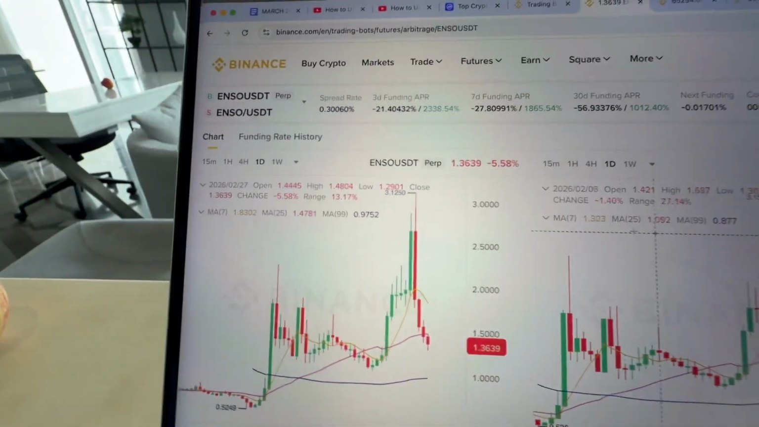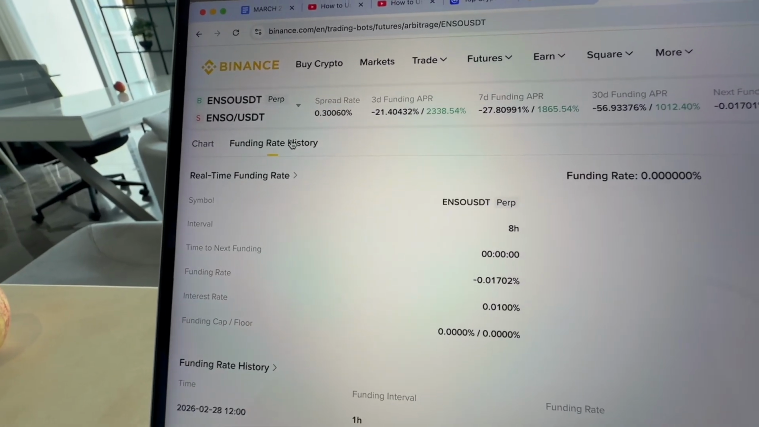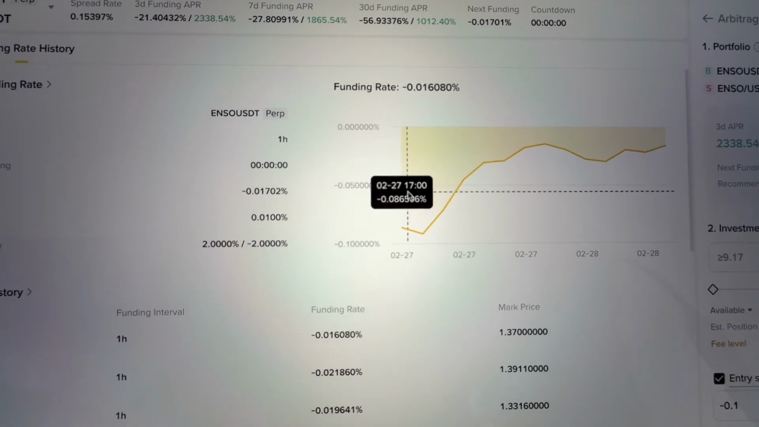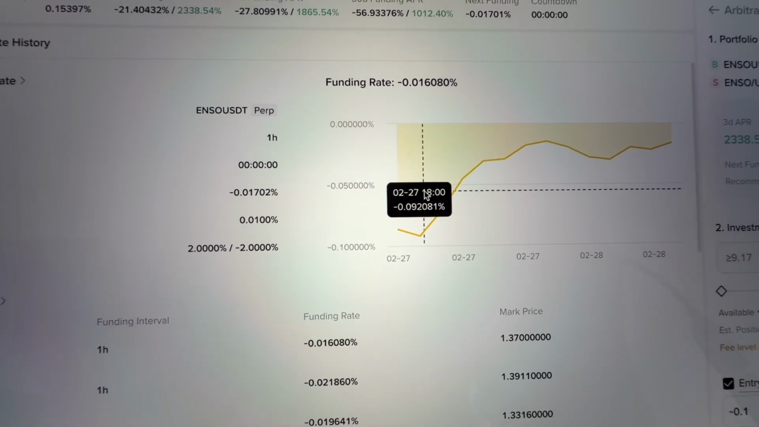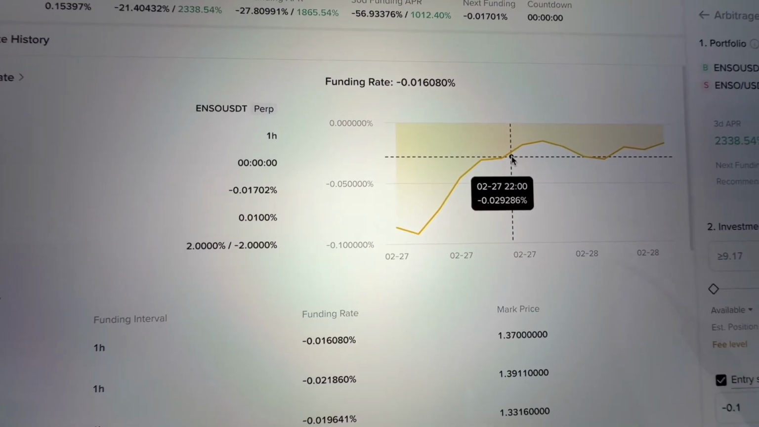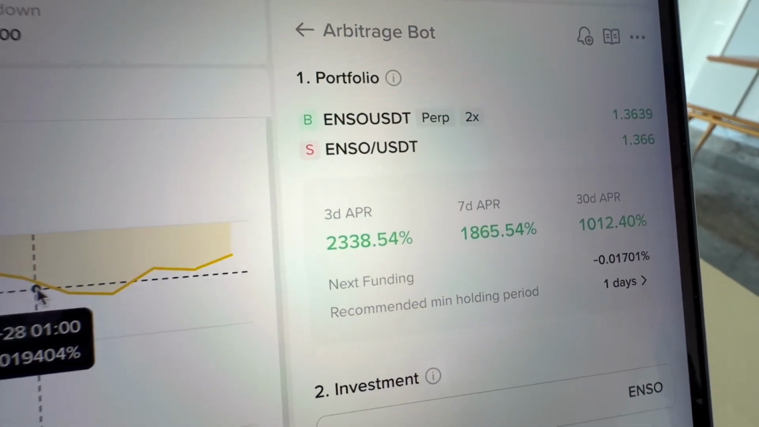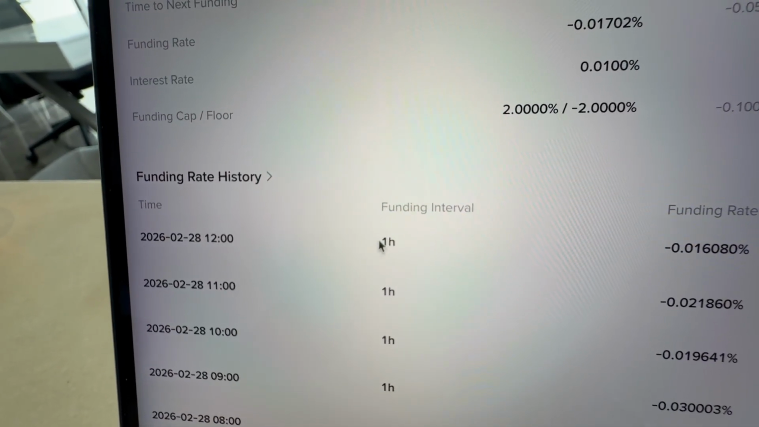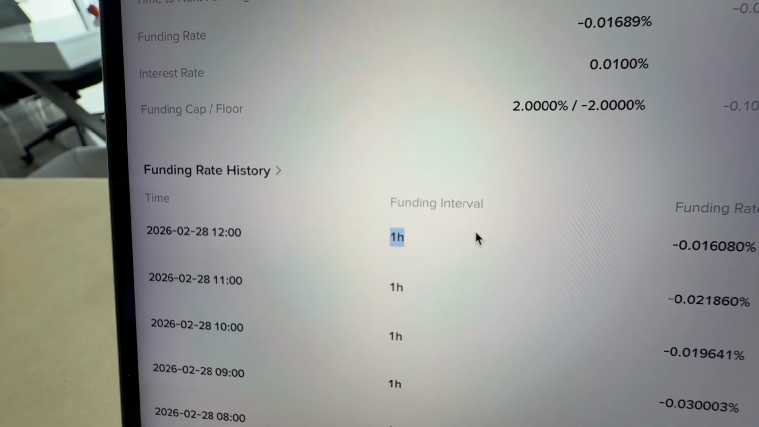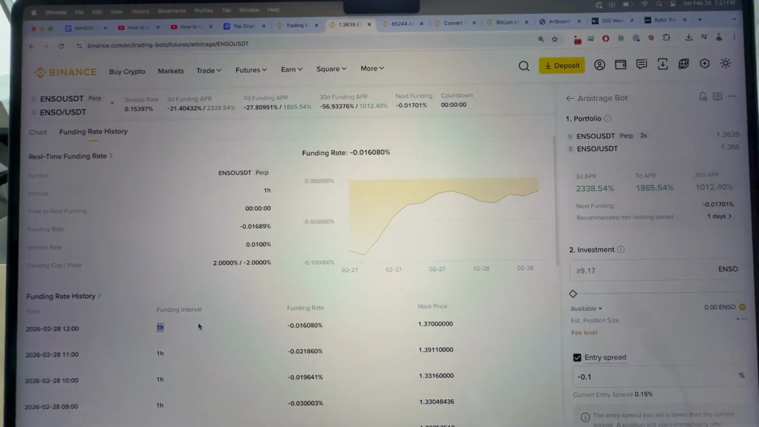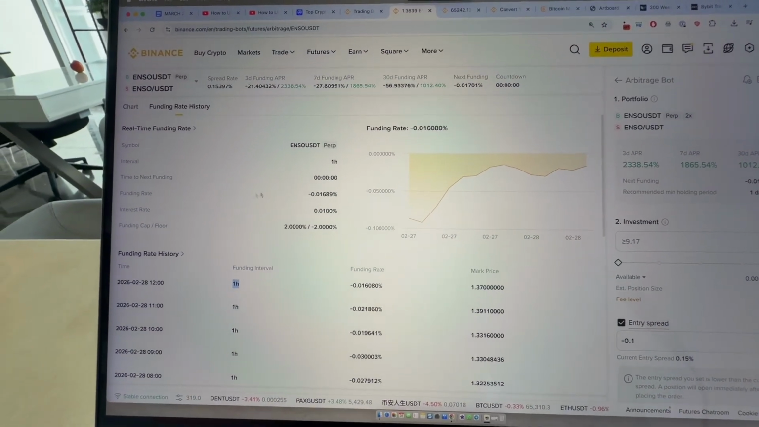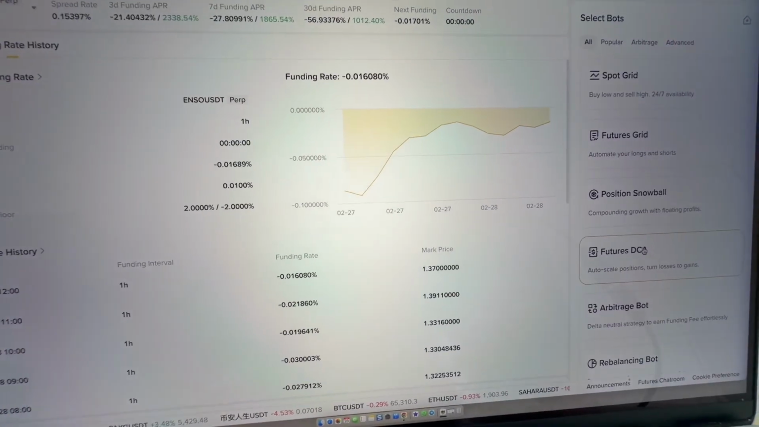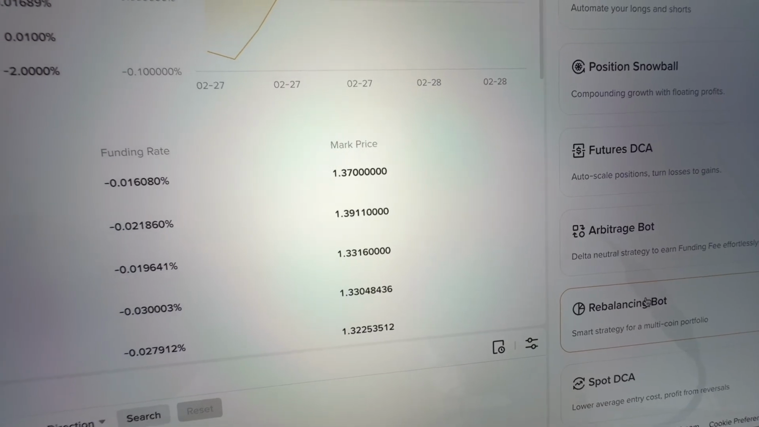Let me just show you here the funding rate history to show it to you in practice what has been happening. You can see here that during that extreme volatility, the funding rate has been heavily negative, and that's why the APR is momentarily so high. And with this one, for example, the funding interval is every 1 hour. So that's the second reason why the current APR is so high, because with Bitcoin, for example, the funding interval is every 8 hours.